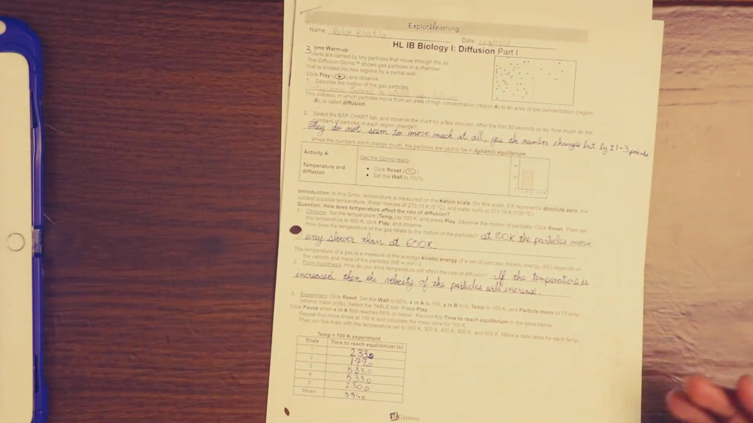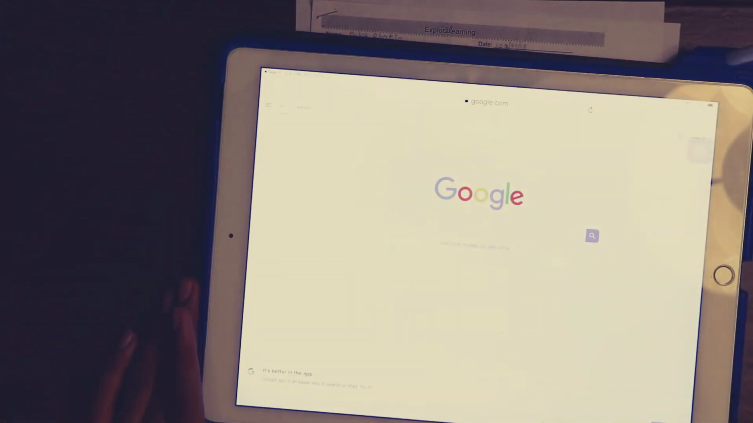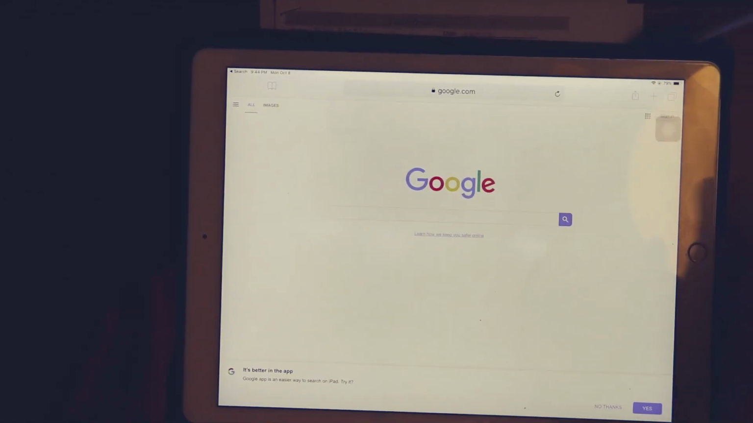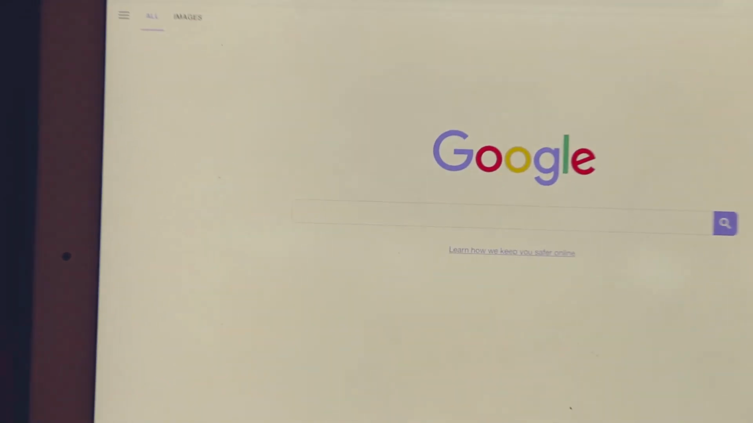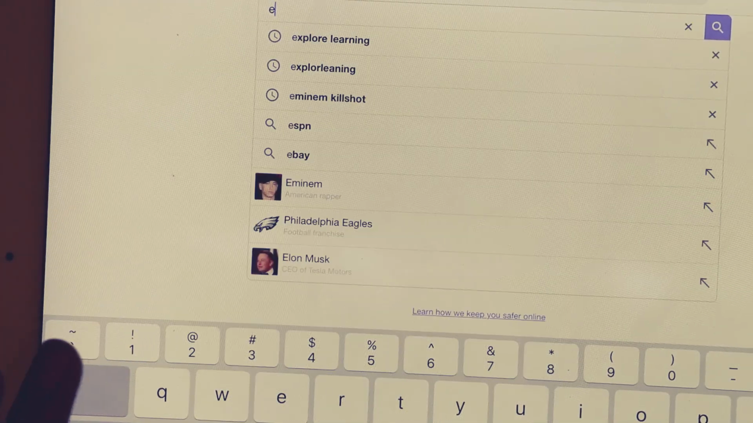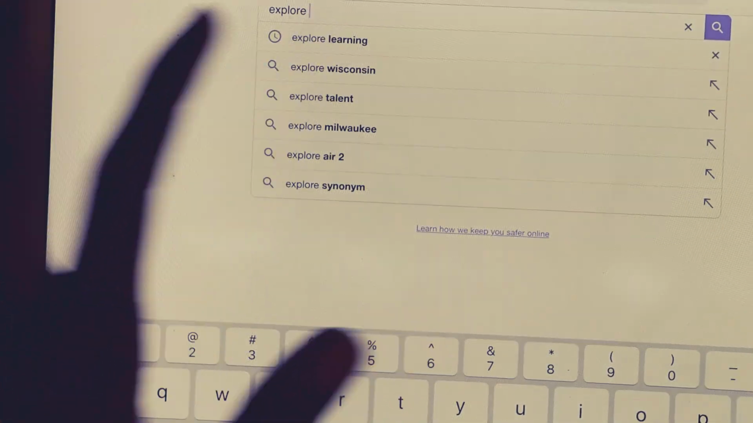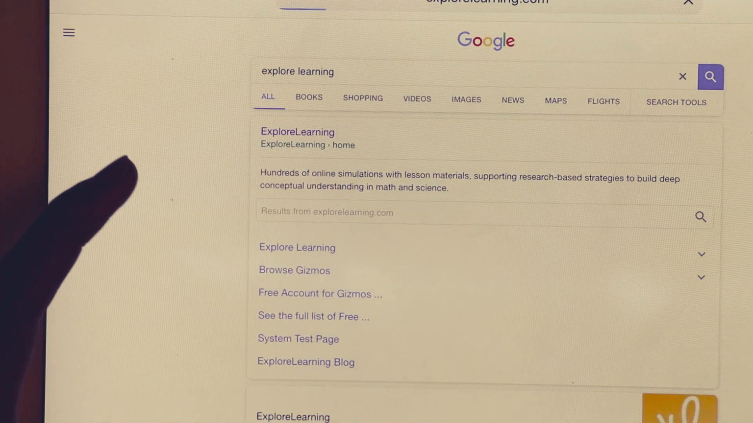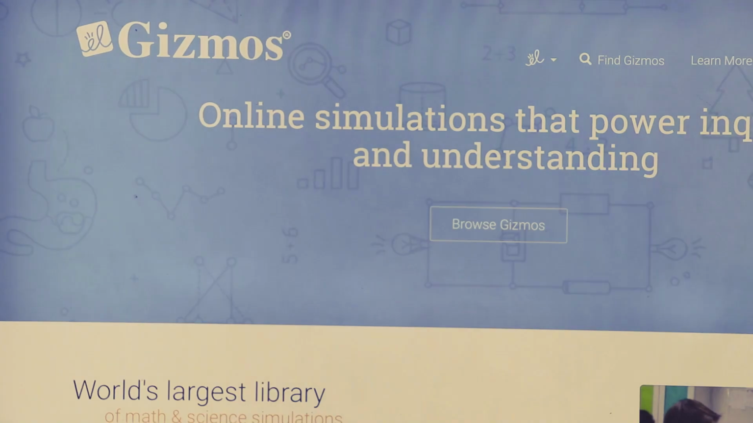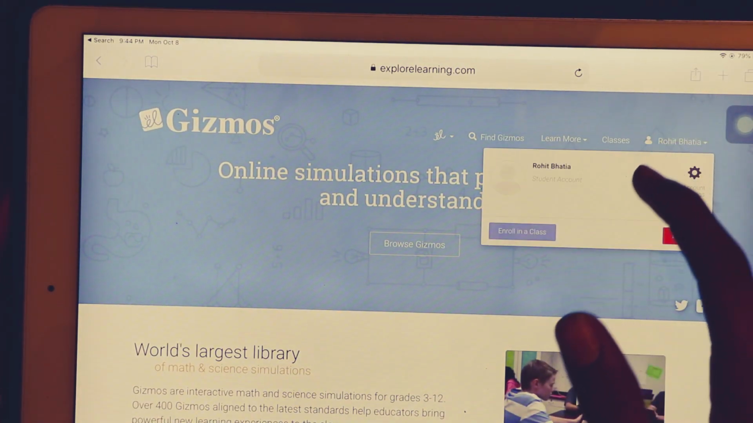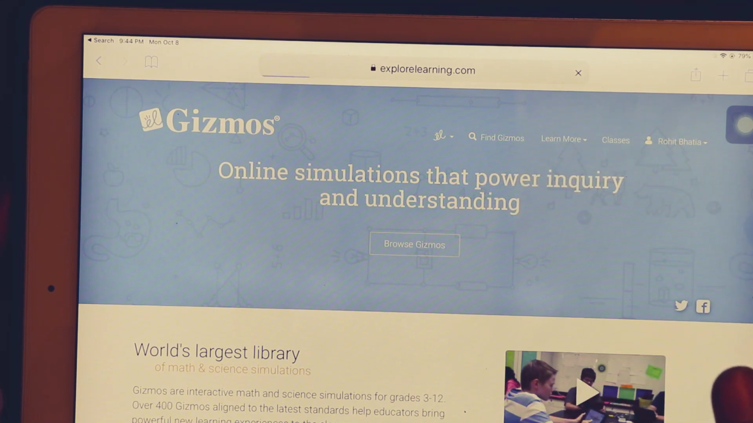So the first thing that you're going to want to do is grab a computer, or I'm going to use my iPad here. And what you're going to want to do is go to Explore Learning. Just type it in. Explore Learning. And here you want to sign in. I'm already signed in here. But here, let's just log out.